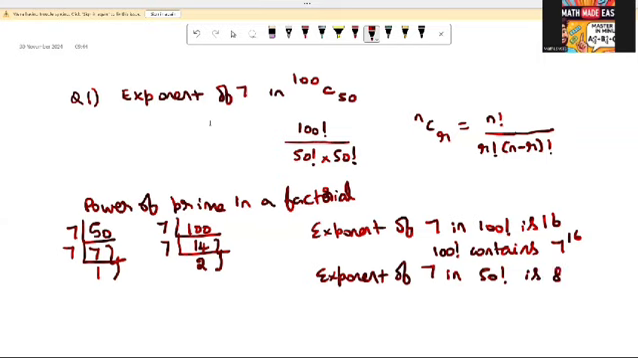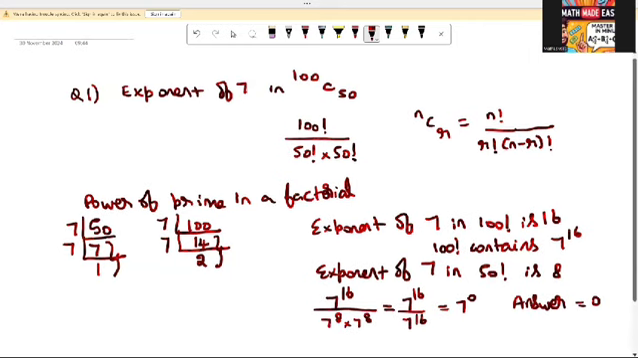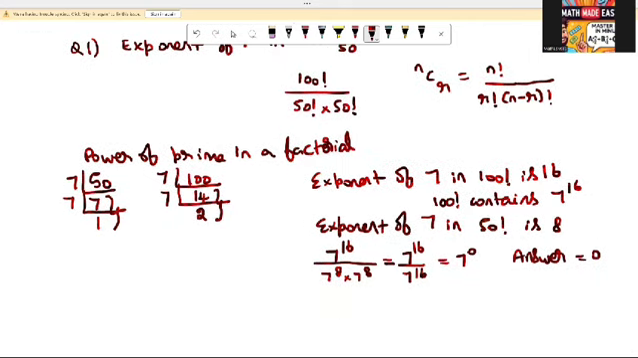Let's refigure this question only with respect to the exponent of 7. In the numerator, there is 7 for 16 times. In the denominator, you have 7 for 8 times and 7 for 8 times. So this division becomes 7 power 16 by 7 power 16, leaving 7 power 0. So the exponent of 7 in 100C50 is just 0, because all the 7s get cancelled out. Okay, let's look into the next interesting question today.